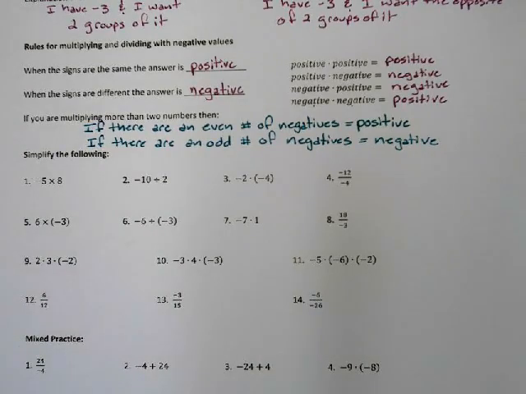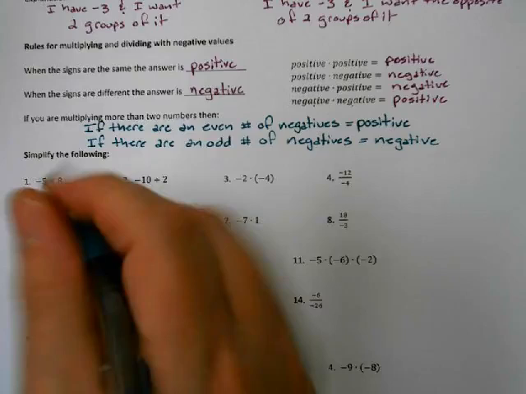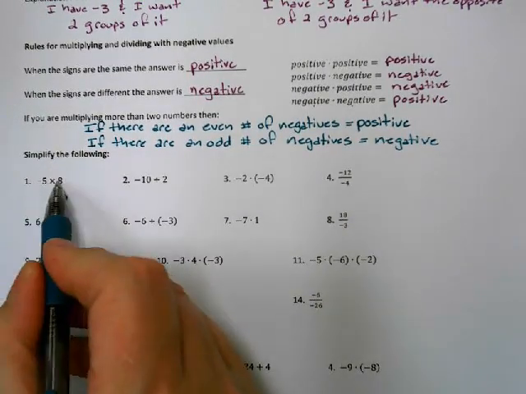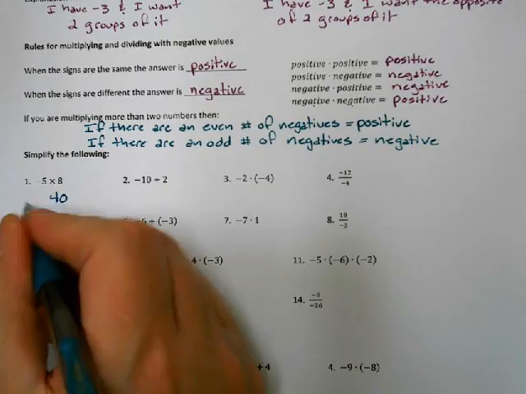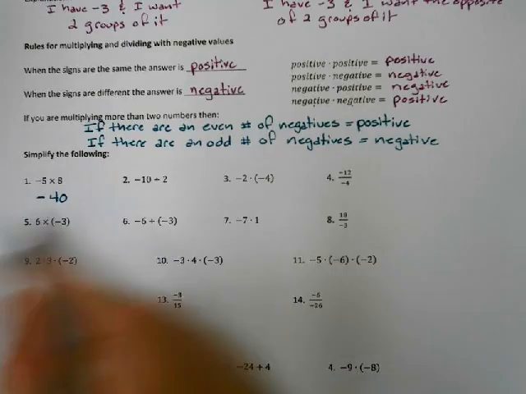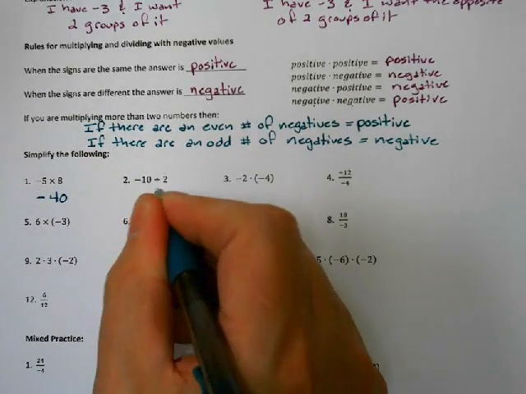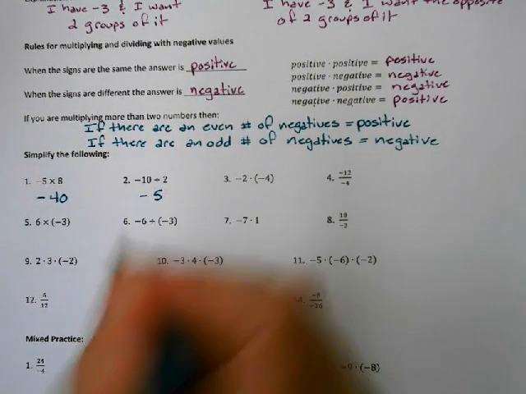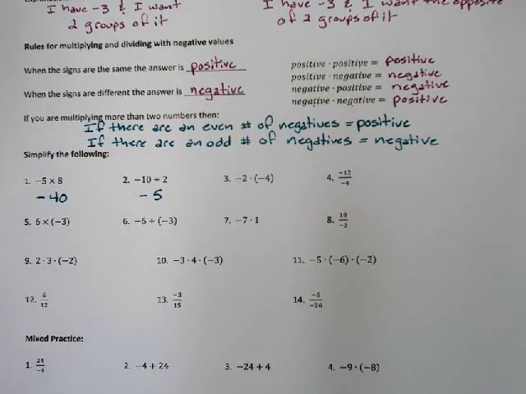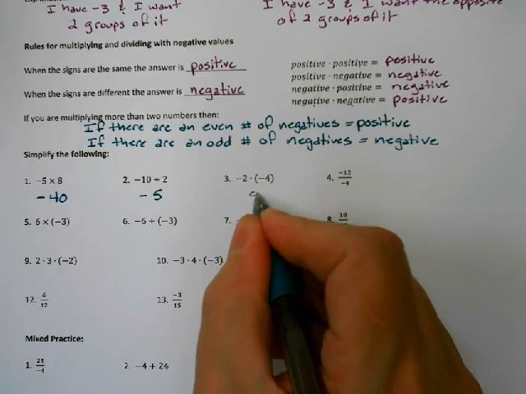So here we got -5 times 8. 5 times 8 is 40. And it's a negative and a positive. Those are different signs, so it's going to be -40. -10 divided by 2. 10 divided by 2 is 5. There's a positive and negative, different signs, negative. -2 times -4. Same signs. 2 times 4 is 8. It's going to stay positive.